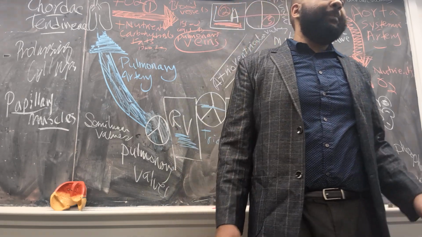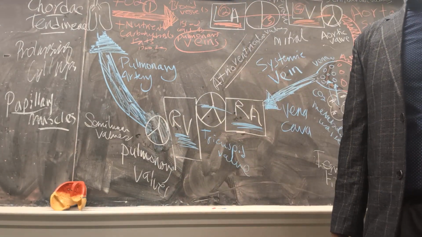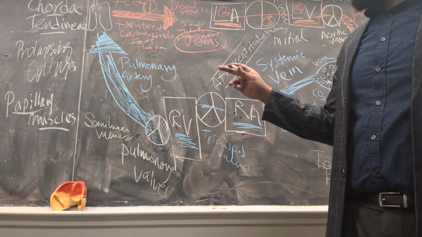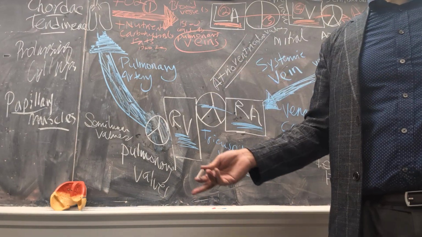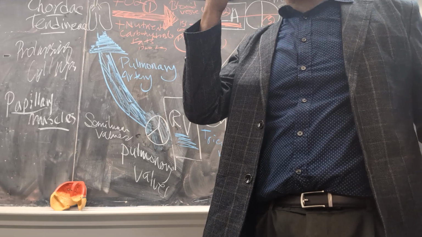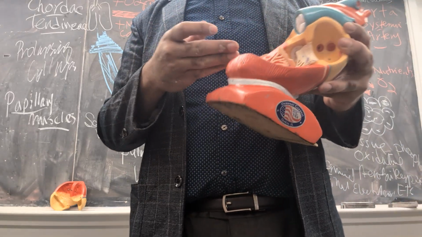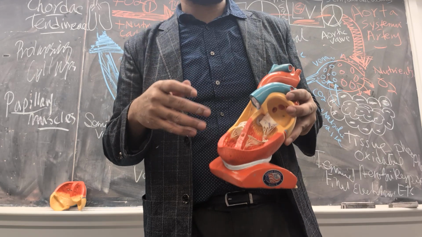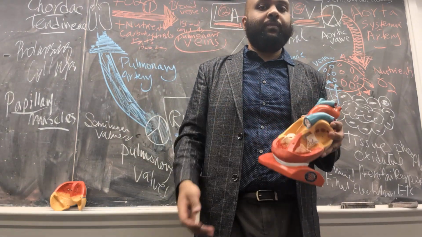Okay, so now please hold your models and start investigating. So you have to know your chordae tendineae, your papillary muscles, and all this circulation. If you have this circulation and this concept in mind, you can now tell who is who.